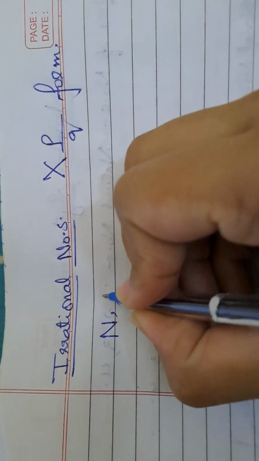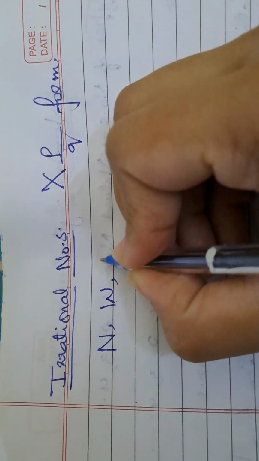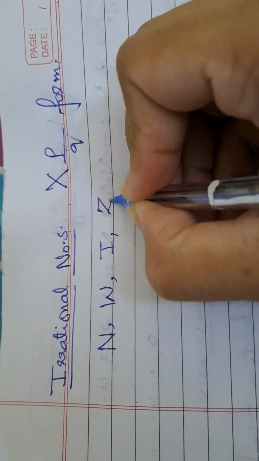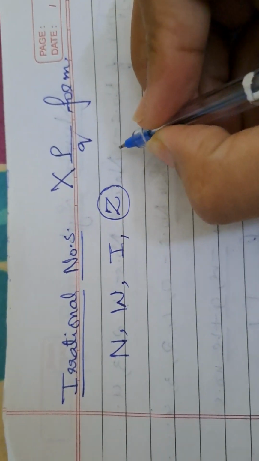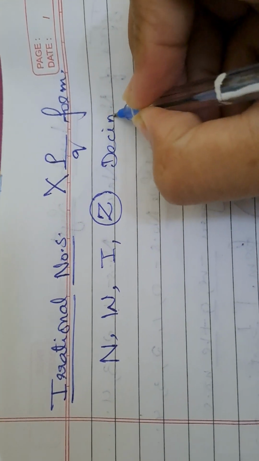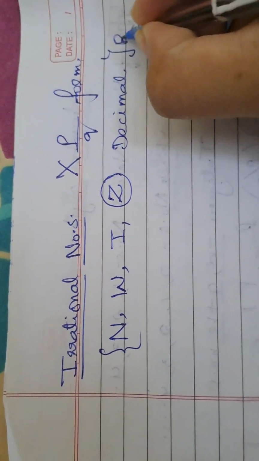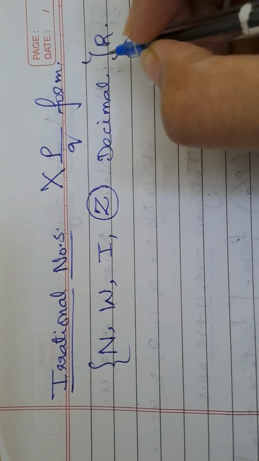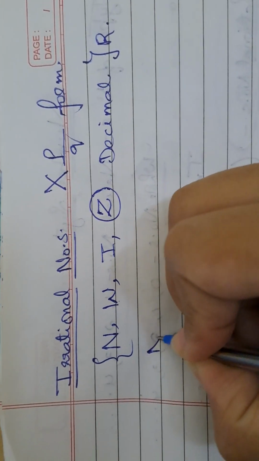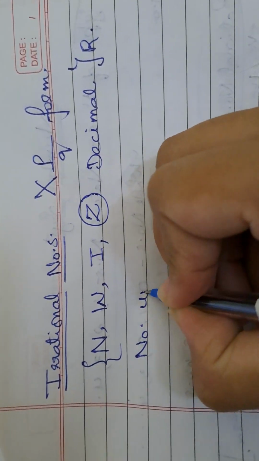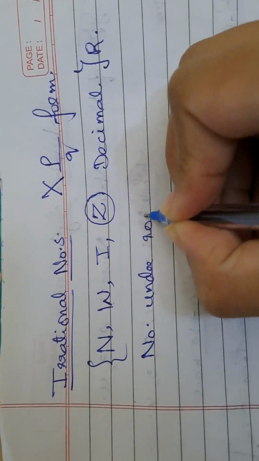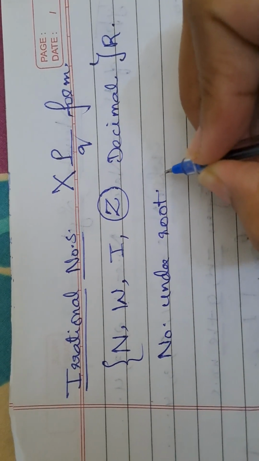Natural numbers are rational, whole numbers are rational, integers are rational, zero is also a rational number, decimal numbers are all rationals, isn't it? All of these are rational numbers. Then what is an irrational number? So the numbers under root, these are considered to be irrational numbers.